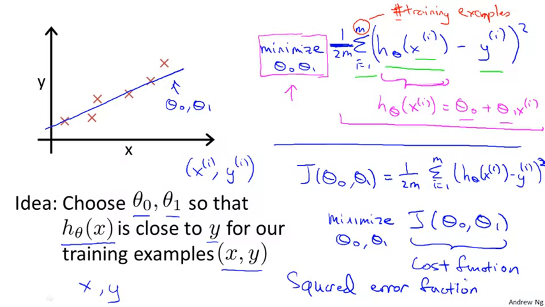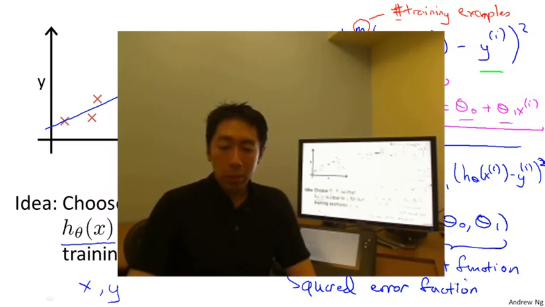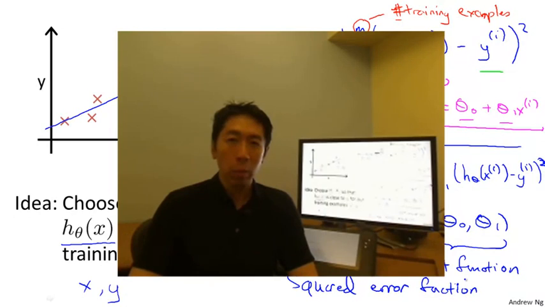So far we've just seen a mathematical definition of this cost function, and in case this function J of theta 0, theta 1 seems a little bit abstract and you still don't have a good sense of what it's doing, in the next couple of videos I'm going to go a little bit deeper into what the cost function J is doing and try to give you better intuition about what it's computing and why we want to use it.